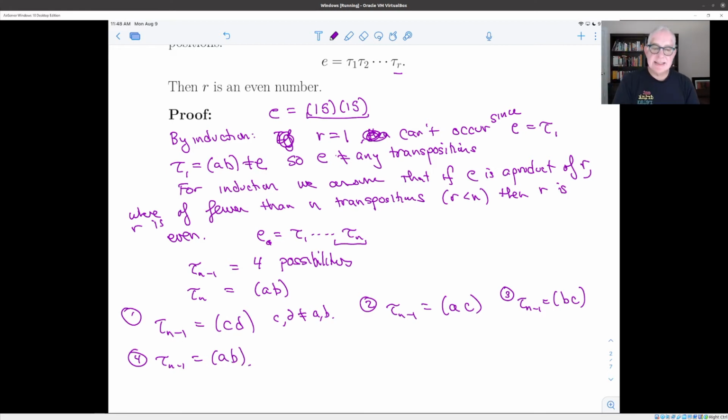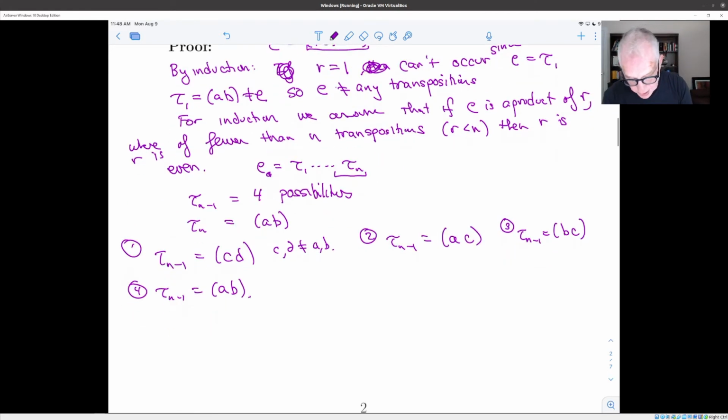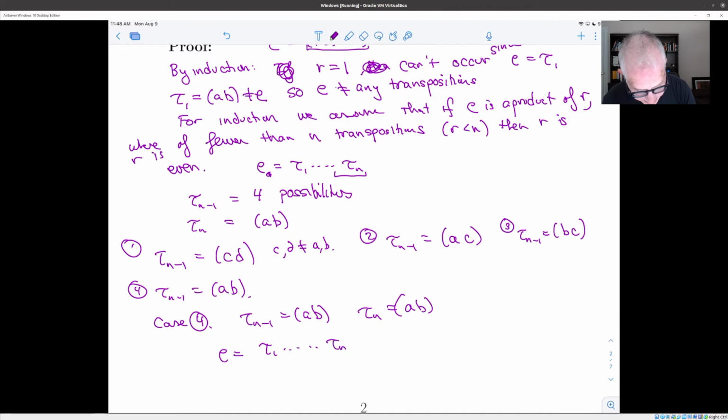Now, let's look at these cases in turn. So in the first case, let's look at case 4. So in that case, tau n minus 1 is (A B), and tau n is (A B). So E is tau 1, blah, blah, blah, up to tau n minus 2, and then it has 2 (A B)s at the end. But (A B) times (A B) is the identity.